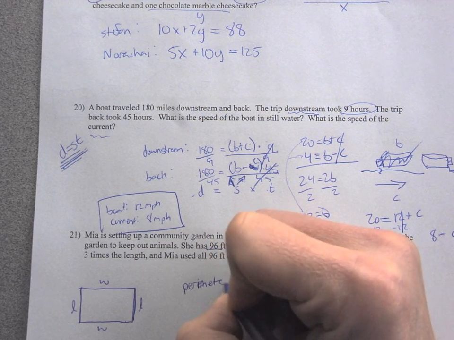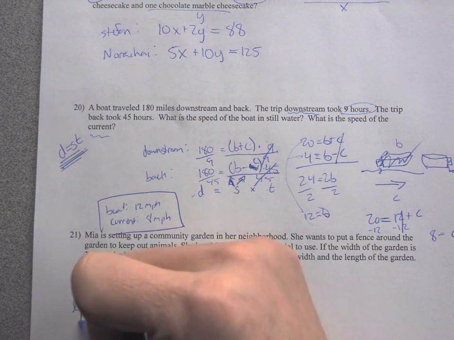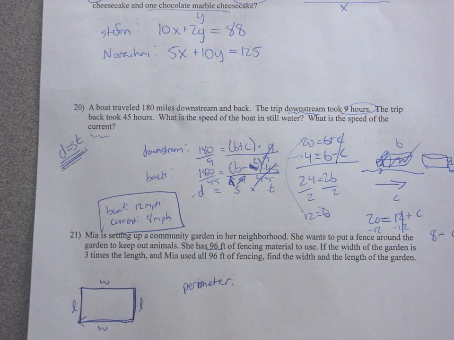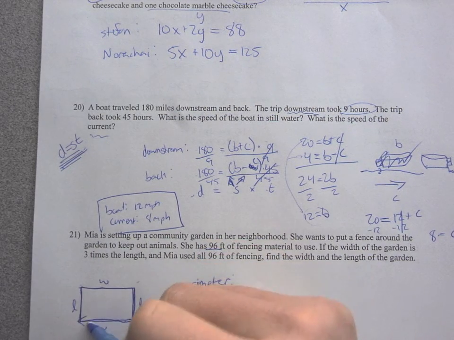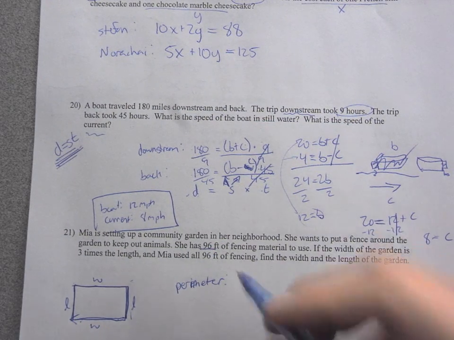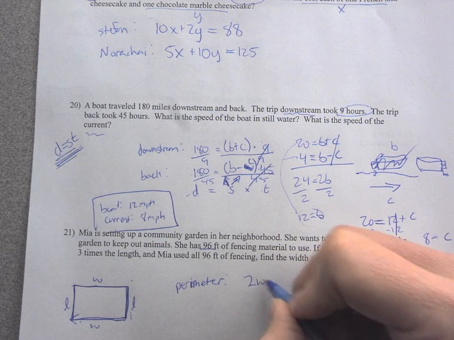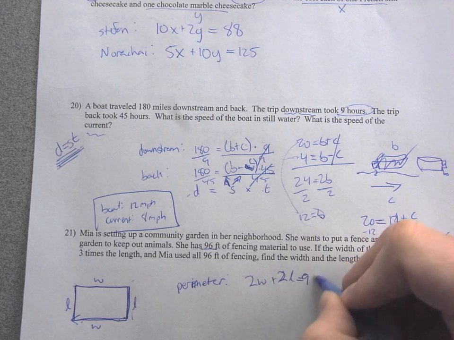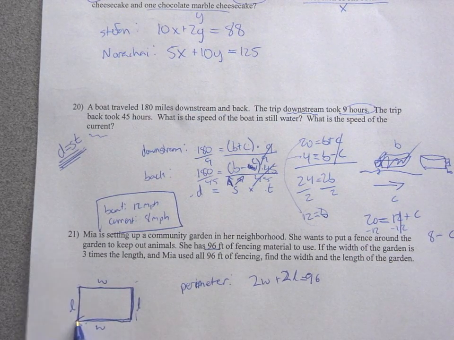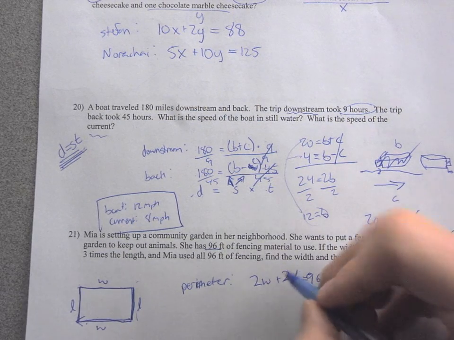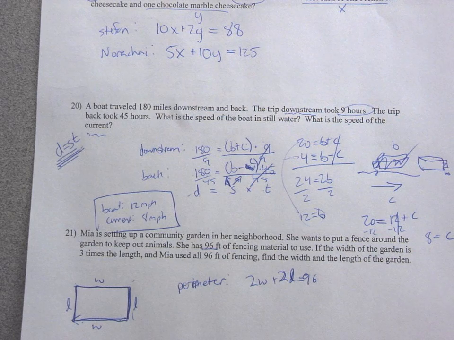for perimeter. Perimeter is the distance around the outside of this rectangle. If we do L plus W plus L plus W, that's called the perimeter. And we want it to be 96 feet because we want to use all 96 feet. So the first equation is 2W plus 2L equals 96. There's two of them because here's an L and an L, and here's a W and a W. I have to add these two together, and these two together, and we're going to get 96. So that's the first equation.